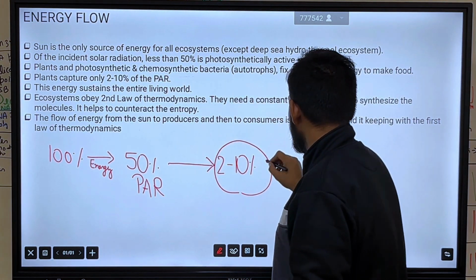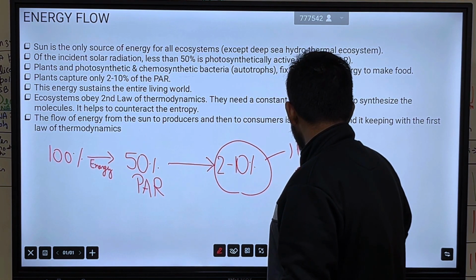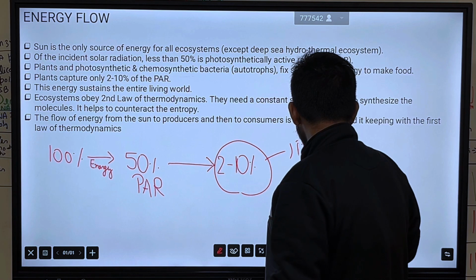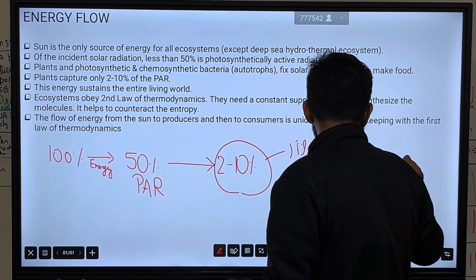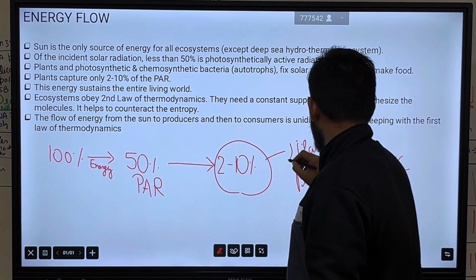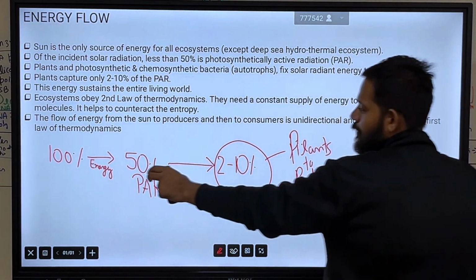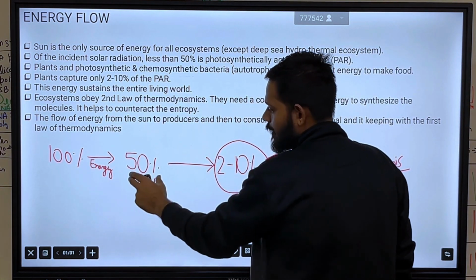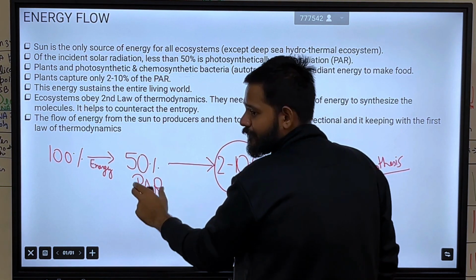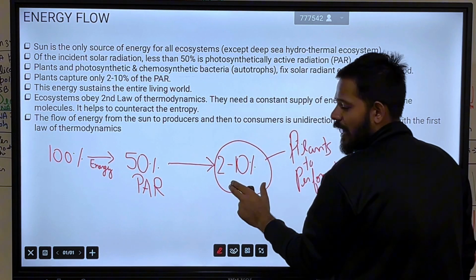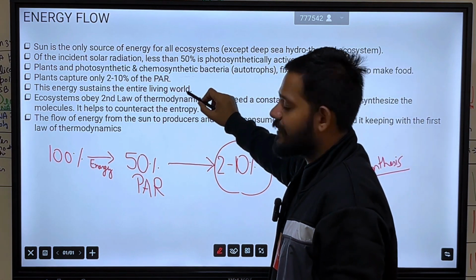This 2 to 10% is taken by plants to perform photosynthesis. Okay, so 100% energy is coming from your sun, less than 50% is photosynthetically active radiation. Out of that 50%, plants only utilize 2 to 10% of the energy. So this energy sustains the entire living world.